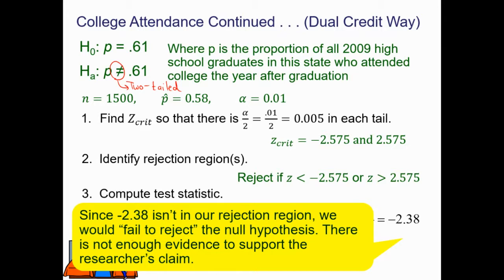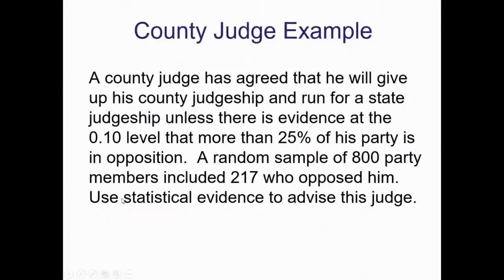Okay, next example then. So on to the next page. Now, this next example, I didn't split up into dual credit versus AP. We're all going to work it the same way. Like I said, eventually dual credit, you'll have to know the p-value method anyways. We might as well get familiar with it now, so it's not a complete shock to you.